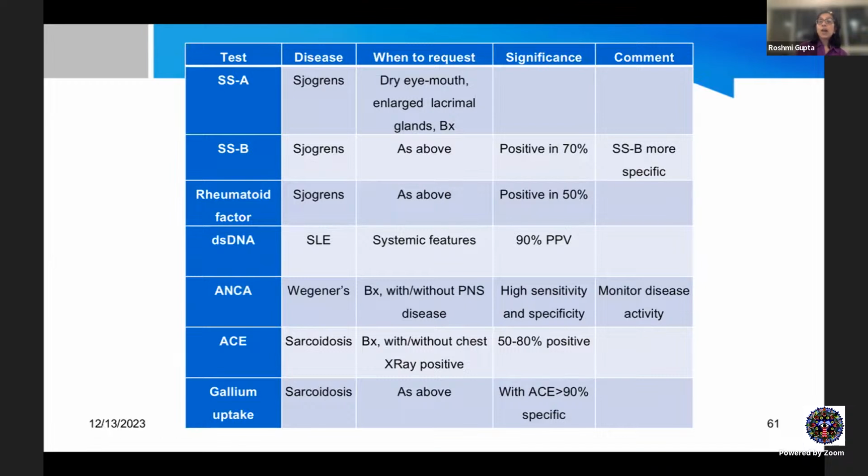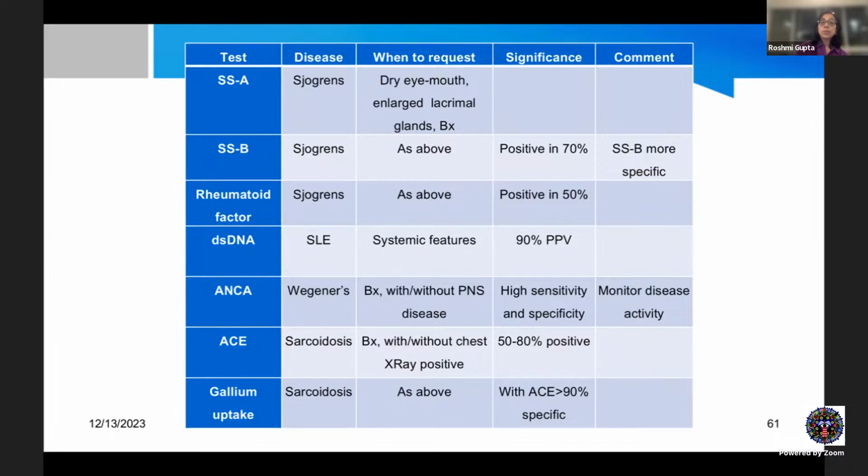Now, this chart, probably this is available in textbooks, but I'd actually put it together from different places because I found this useful as a ready reckoner for myself. So which tests do we order when? If you're talking about SSA, SSB, that's anti-Ro and anti-La. If there's dry mouth and enlarged lacrimal glands, and we're suspecting Sjogren's, that is when we ask for these. And it is positive in 70% of the patients. Same for rheumatoid factor. If there's dry mouth, enlarged lacrimal gland, dry eyes, we would also ask for the rheumatoid factor.